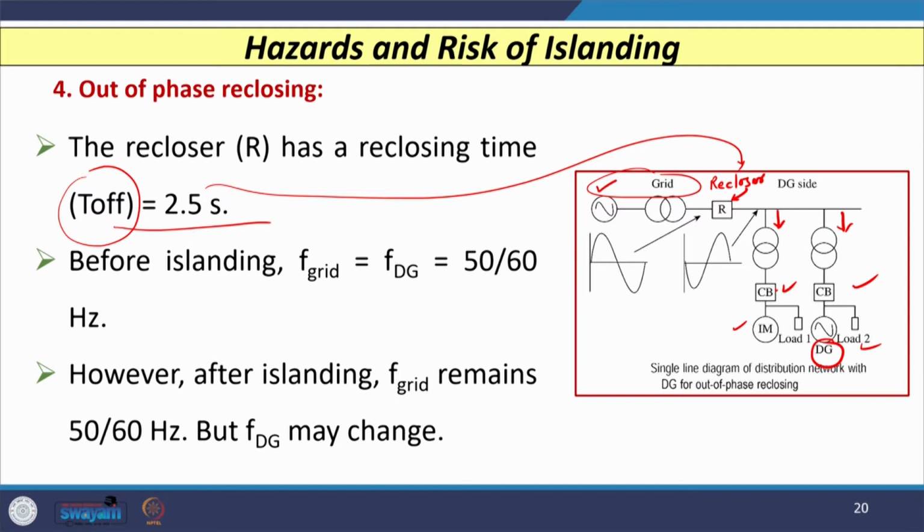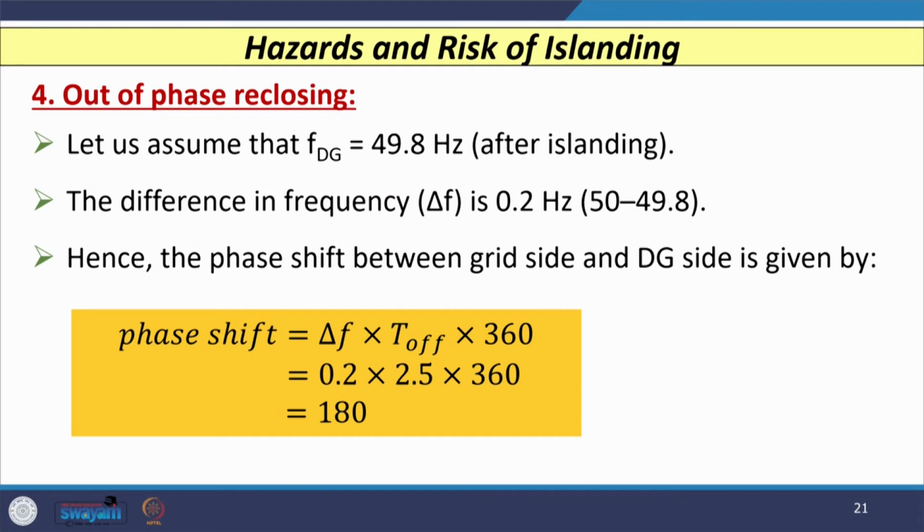Now, before any island, we know that the grid frequency, F grid, is the same as the frequency of the DG, and let us say both are 50 hertz. Whenever an island forms, because of opening of this breaker or recloser, the local loads are supplied by these distributed generators. However, whenever the island is formed, the grid frequency remains the same at 50 hertz or 60 hertz, but the frequency of the DG may change because this islanded system is not regulated. So, let us assume that after an islanding phenomenon, the frequency of the DG side islanded part becomes 49.8 hertz from 50 hertz. So, the difference in frequency, delta F, is 50 minus 49.8 hertz, that is 0.2 hertz.